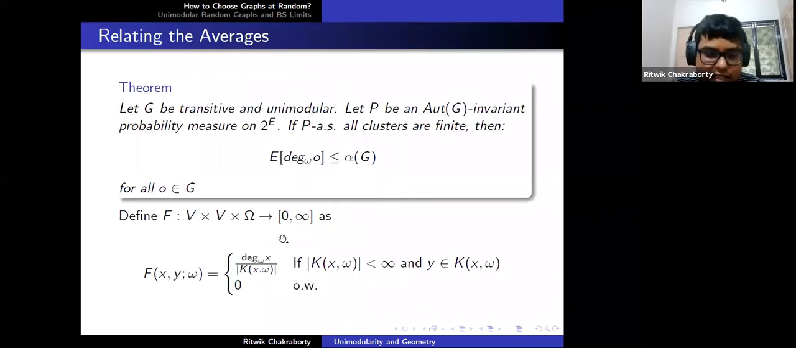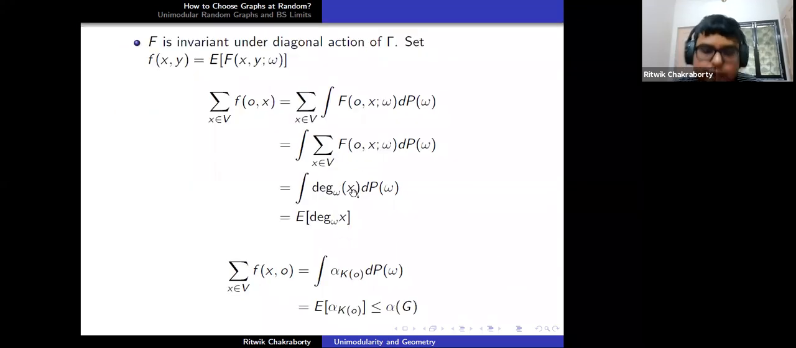And by the very definition of f, you see that when you sum it up, you're exactly going to get the degree of omega, right? And this expression is nothing but the expected degree of omega.